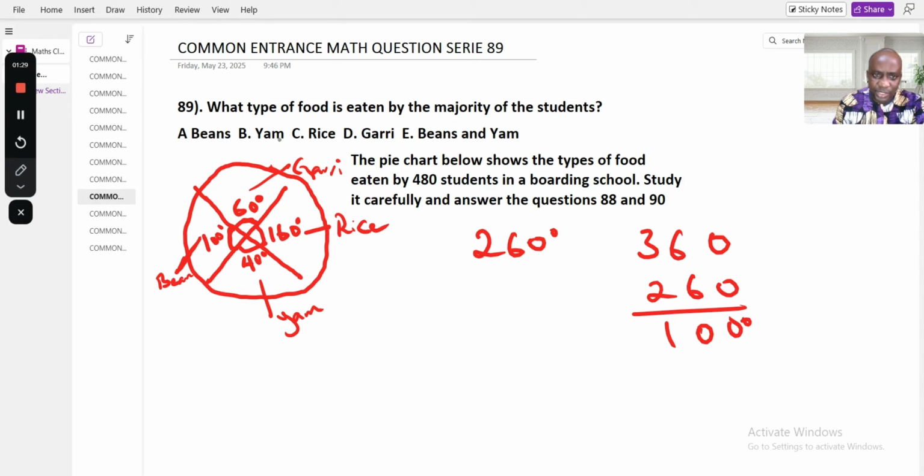The question now says, what type of food is eaten by the majority of the students? The one that has the highest degree is 160 degrees, which is what? Rice. Rice is the one that has 160 degrees, the highest one. Therefore, our final answer, the food eaten by the majority of the students is rice, which is 160 degrees. Let's move to the next question.